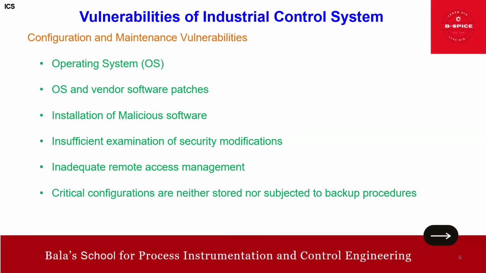Then critical configurations are neither stored nor subjected to backup procedures. For example, procedures for restoring ICS configuration should be easily accessible to address unintentional or malicious configuration alteration, ensuring system availability and data protection. So it's very important to establish thorough and meticulously documented procedures for maintaining the configuration settings. You got it, friends? Yes.